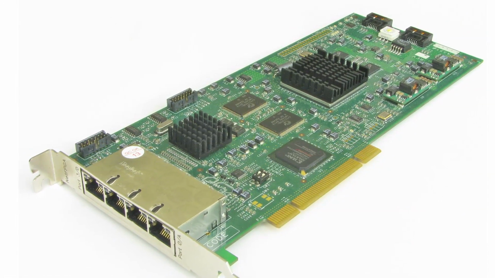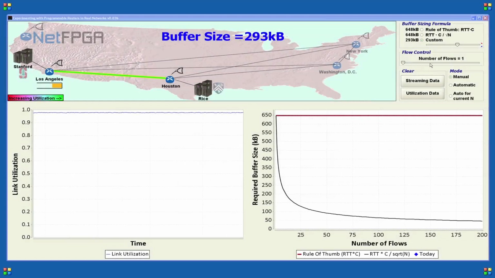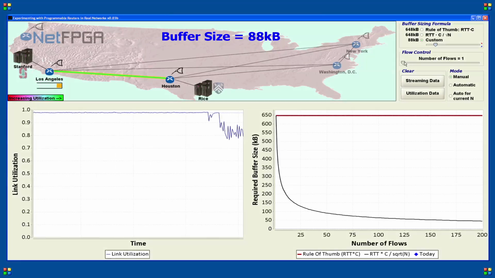These output buffers are monitored by an event capturing module on the board, which records all packet arrival, removal, and drop events. This allows a precise measurement of queue occupancy and throughput. In this demo, TCP traffic is generated by end hosts at Stanford and Rice University and goes through a bottleneck link running at 100 megabit per second between Los Angeles and Houston.